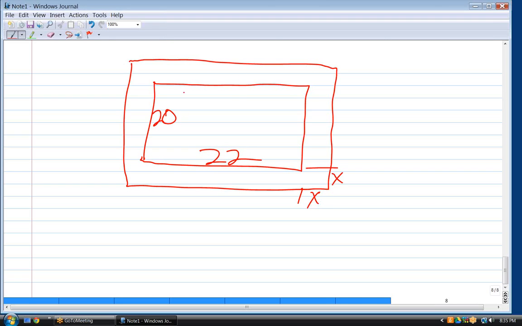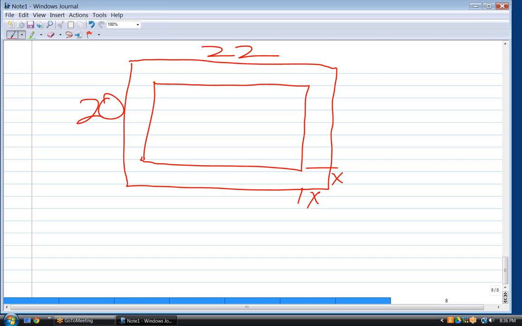Okay. The frame is the outside rectangle. The picture is the inside rectangle. And they give you no information for the picture itself. I got you, just the frame. So the frame is 22 by 20. And they want the area of the picture, right? Oh, sorry, my bad, they want the combined area of the photo and the frame, which would just be 20 times 20, right?